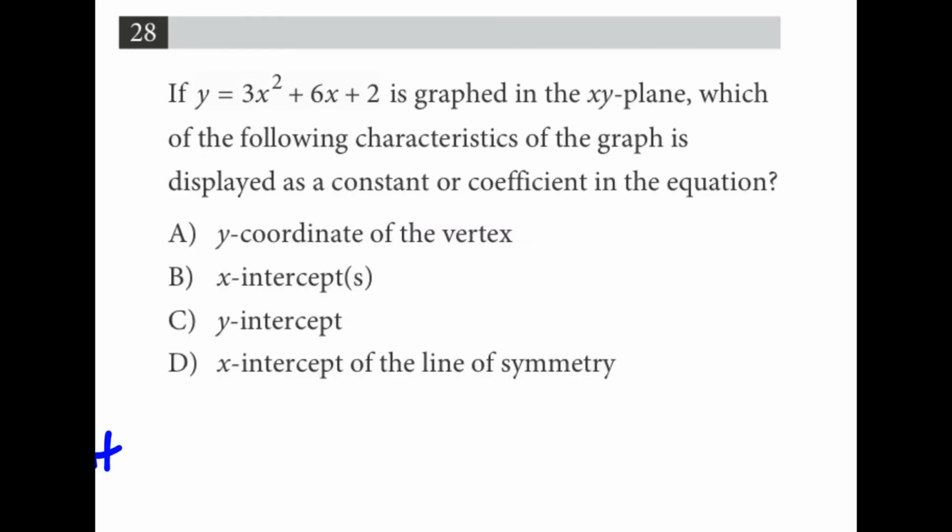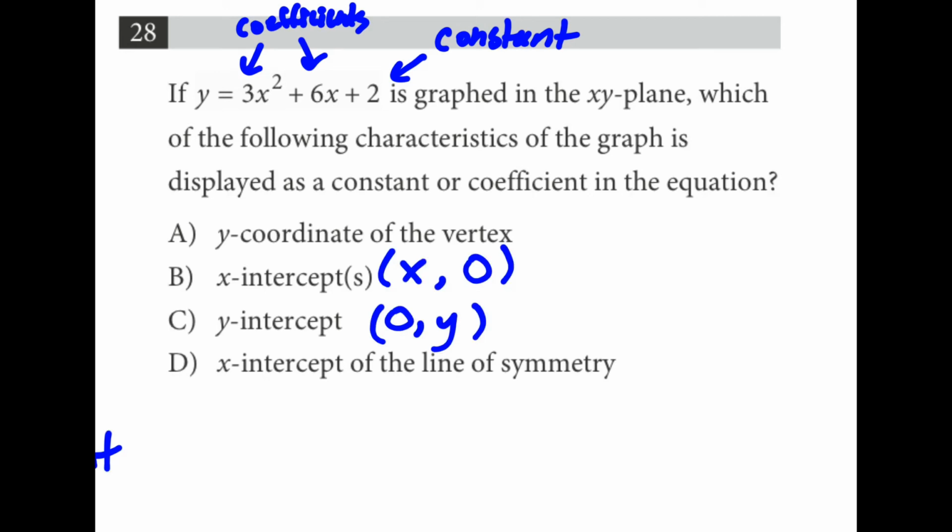28. y is equal to 3x squared plus 6x plus 2. Which of the following characteristics of the graph is displayed as a constant or coefficient in the equation? So coefficients are the 3 and the 6, and a constant is this 2. But they're thinking in terms of y-coordinates of the vertex and x and y intercepts, or the x-intercept of the line of symmetry. Let's think about the intercepts and remember that for an x-intercept, that's when y is 0, and for a y-intercept, that's when x is 0. So if x was 0, these parts go away, and we're just left with 2, that constant. That's why C is the right answer.